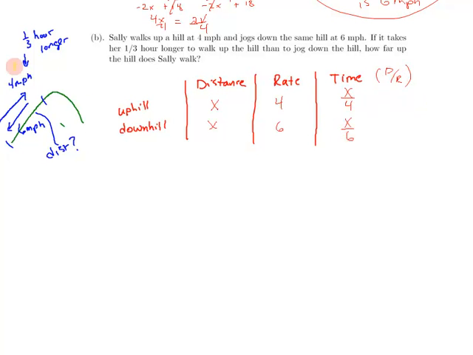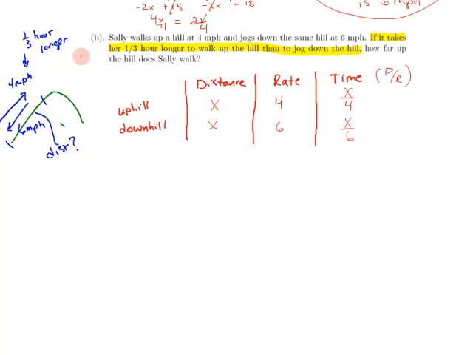Alright, now here's where you got to be careful again. You got to say, okay, what do we know about the times? How are these two related? And here's the key. It's not that they're equal now, but we have this. It takes her 1/3 hour longer to walk up the hill than to jog down the hill. So one of these is 1/3 of an hour more. So plus 1/3 is what we mean by 1/3 more.